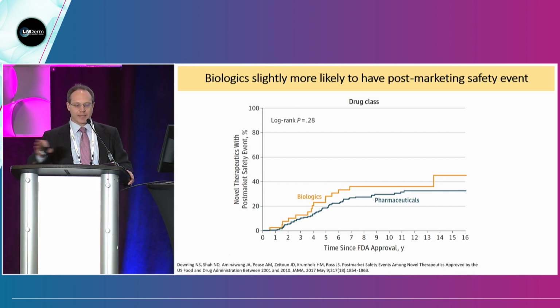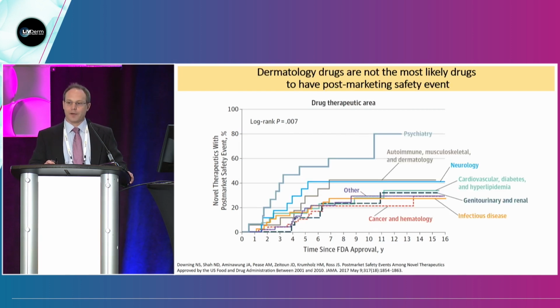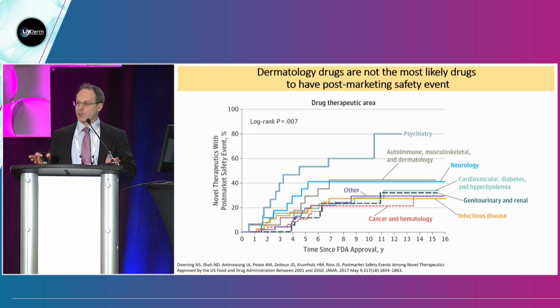If we look here on the x-axis, we have time since FDA approval in years, and on the y-axis, the novel therapeutics with post-market safety events. And while it doesn't seem to be a huge difference, the biologics tend to have slightly more risk for a post-marketing safety event than pharmaceuticals. Now, dermatology drugs in particular actually are not the most likely drugs to have a post-marketing safety event. We can see here, psychiatry drugs are more likely to have a post-marketing event. But autoimmunity, musculoskeletal, and dermatology therapeutics fall in at number 2. We'll say we're tied with neurology.